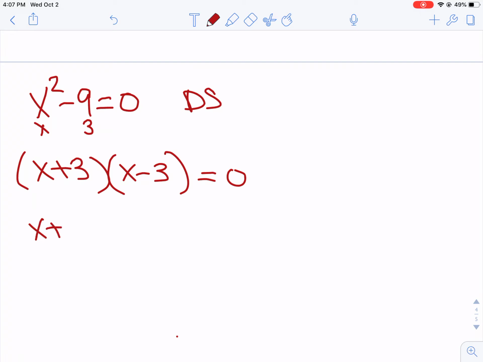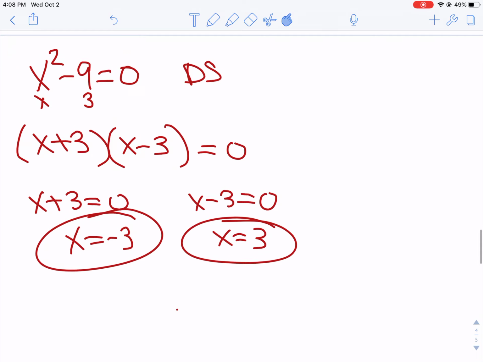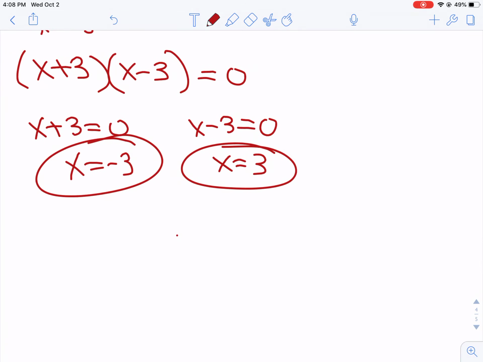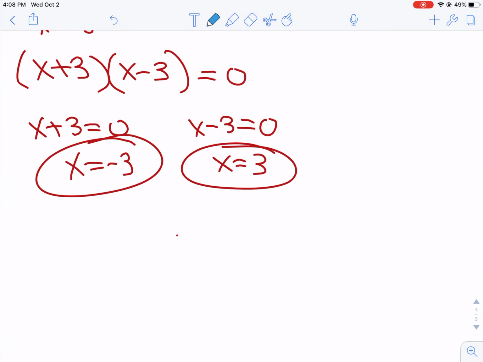So we take our 2 factors and we set them equal to 0. So x plus 3 equals 0, x minus 3 equals 0. So you get negative 3 and positive 3. So this problem can actually be worked a different way. This is if I did it by factoring, but if I chose to, I could do this by using the square root property.